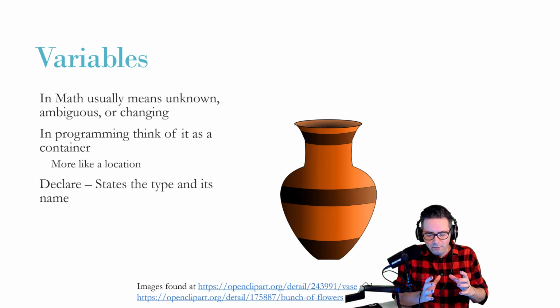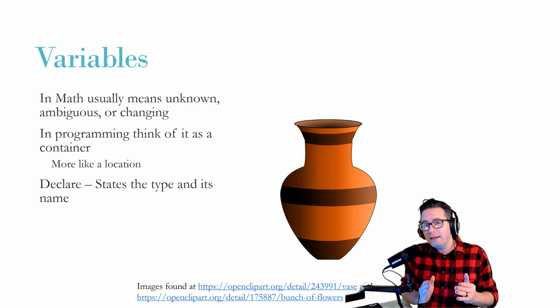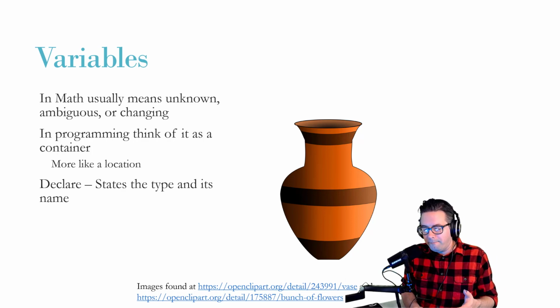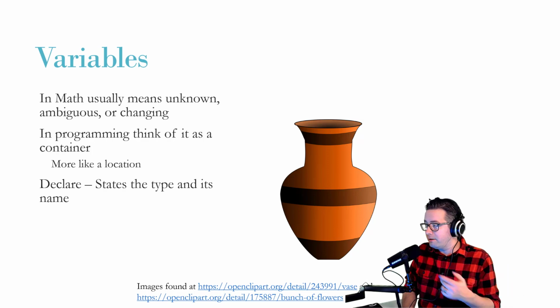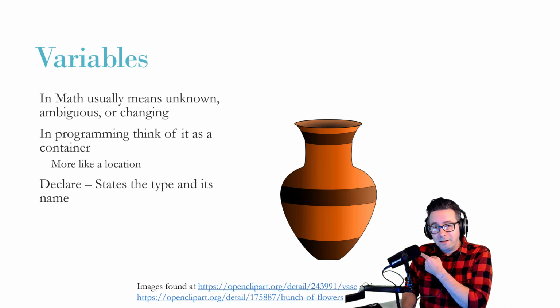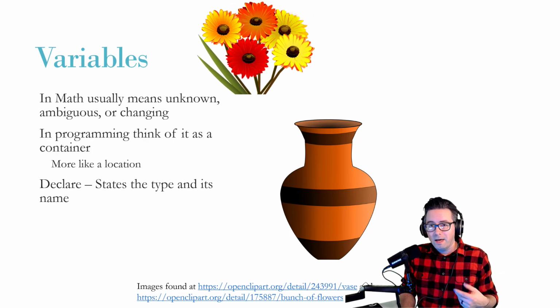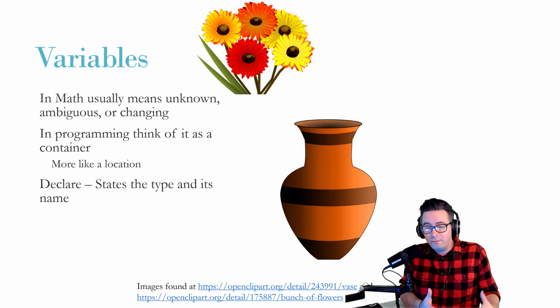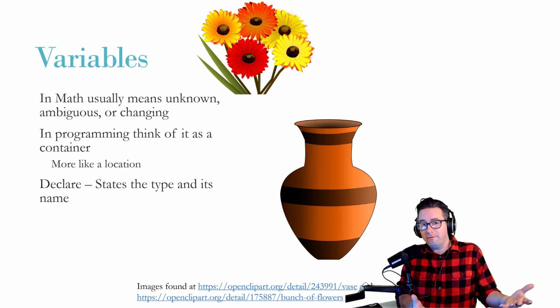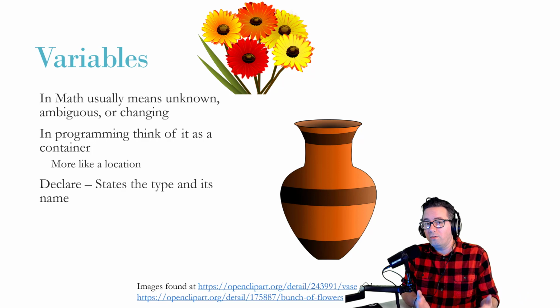The way that I want you to conceptually think of it is as a container, and a container that specifically holds a certain type of thing. For instance, to the right, that thing is a vase, and vases hold flowers, right? So when we declare this variable as a vase, it's meant to hold flowers. It doesn't hold anything else. It's just to hold flowers.